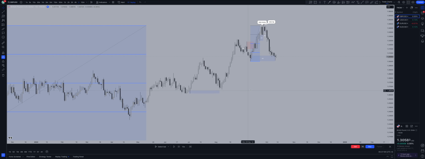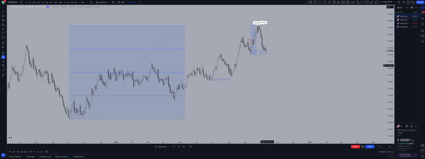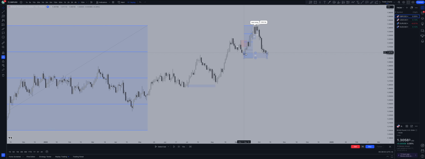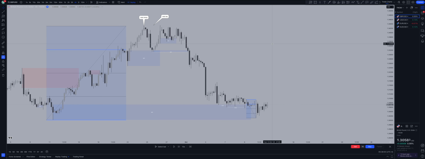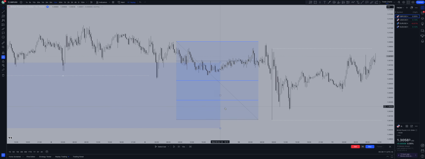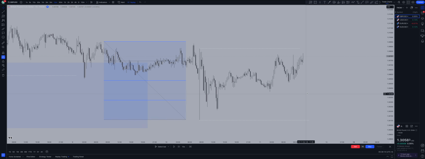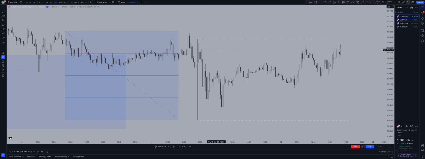So starting off with GU, daily swing is bullish. Our daily internal leg is also bullish. 4-hour leg is bearish, right? So we are reacting to a 4-hour demand zone. Let's go down to the 15-minute. Price is currently within this range from news on Thursday, which was core inflation data.